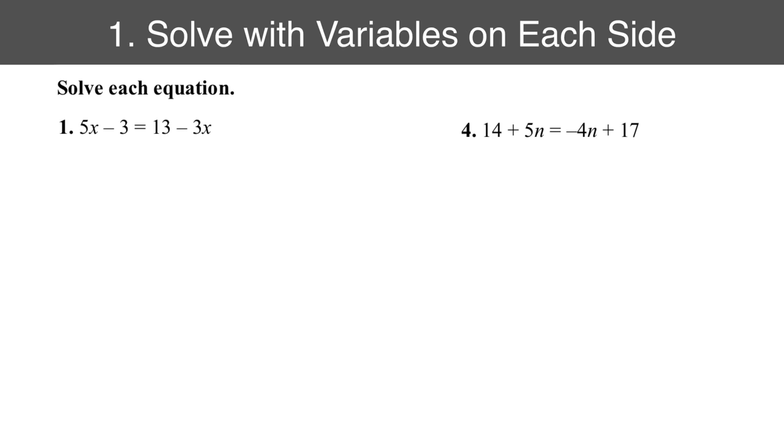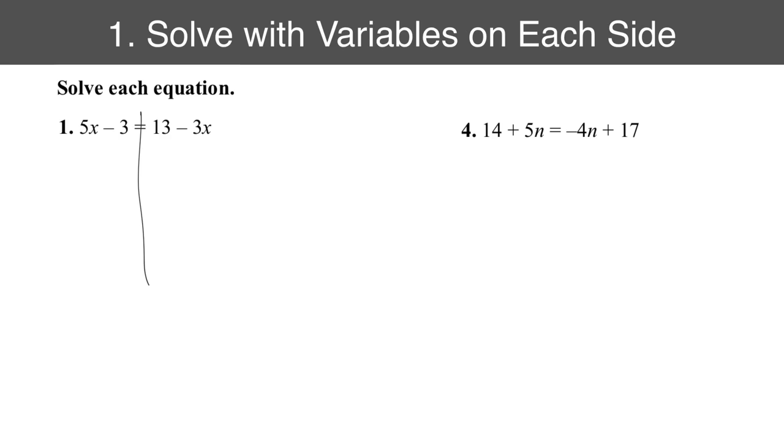We're adding to that. And what we're adding to that is when you have variables on both sides, the first thing you do is you get the variables together. So let's take a look here at number 1. So I went on and drew my line down the equal sign. And what we see here is we have 5x minus 3 equals 13 minus 3x. So we have variables on both sides. We have an x on the left and an x on the right.